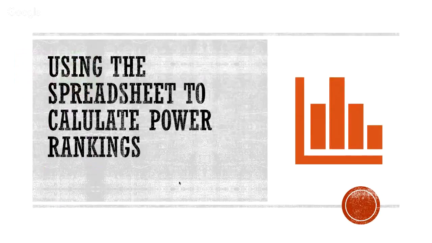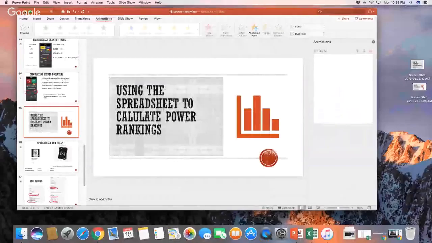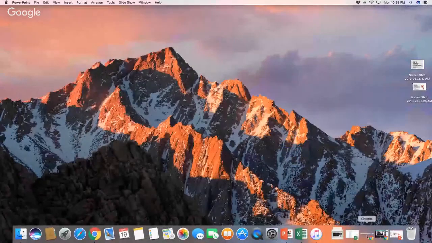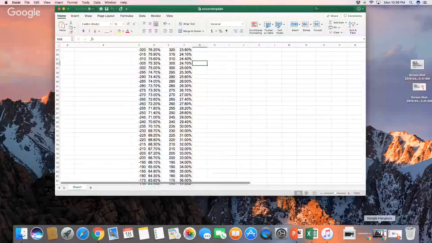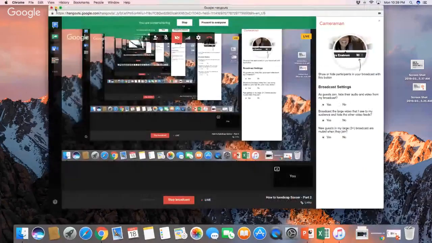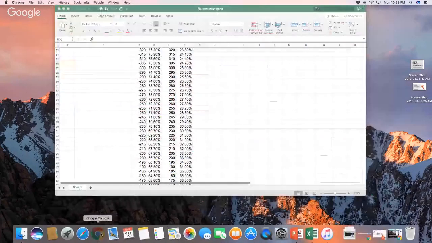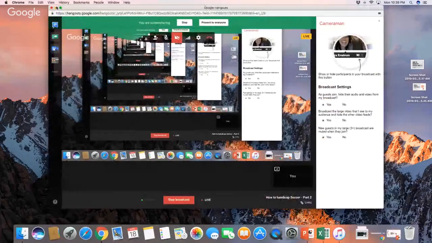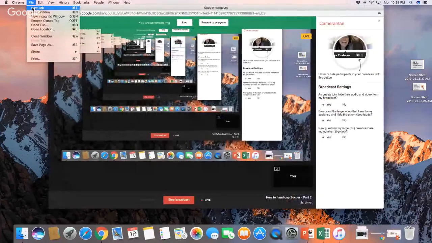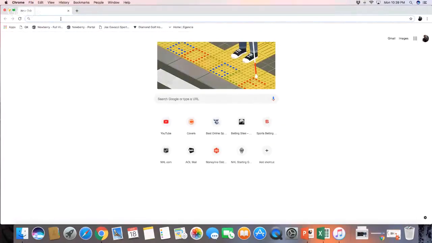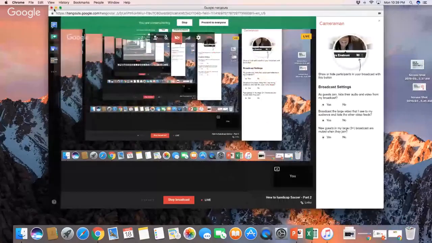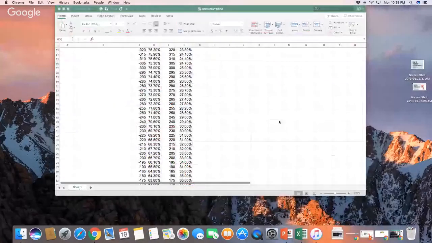All right. Next thing we're going to do is I'm going to use the spreadsheet to show you how you can calculate power rankings. Chrome, new tab. Sorry about that, guys. All right. This is the spreadsheet I was talking about.